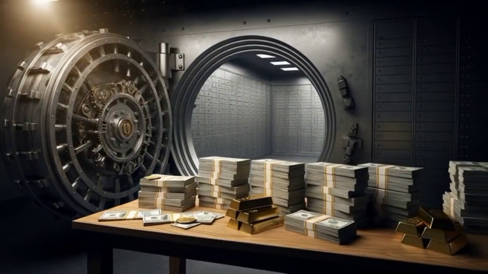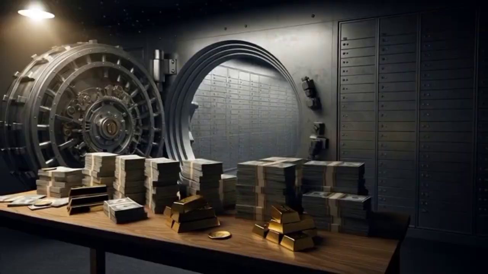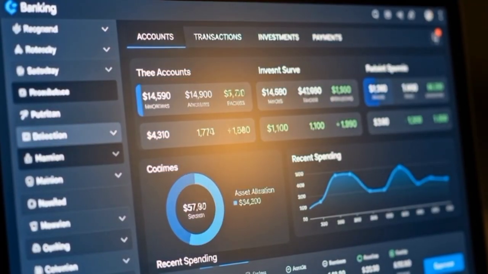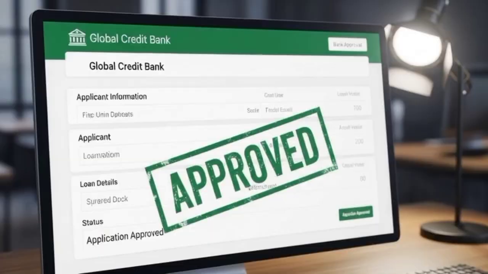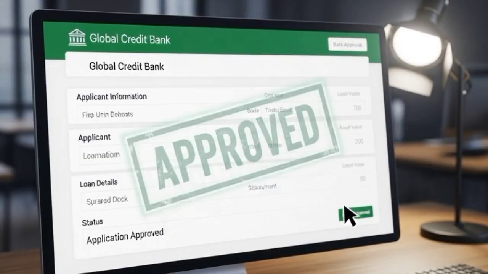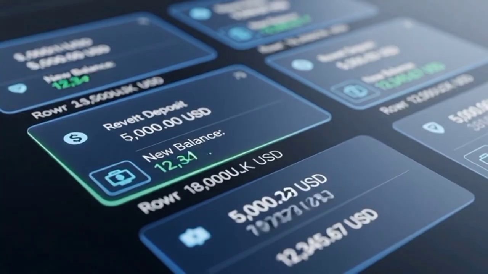When you walk into a bank and apply for a loan, something very important happens behind the scenes. You might imagine the bank taking cash from a vault and physically handing it to you. However, that is not how modern banking works in today's digital financial environment at all. When a bank approves your loan application, it does not transfer money from another customer's account.